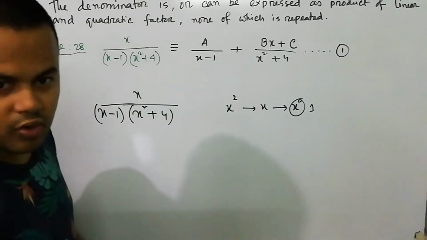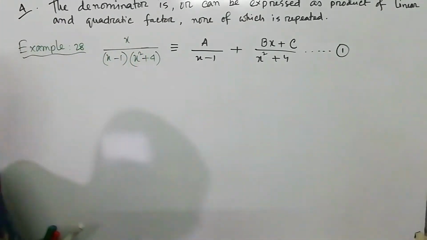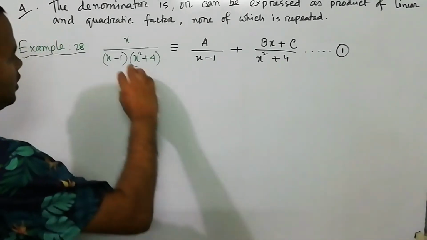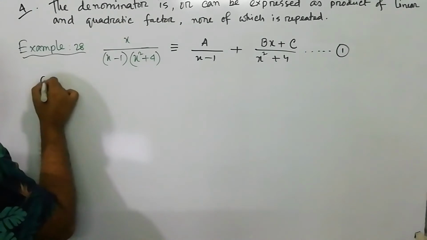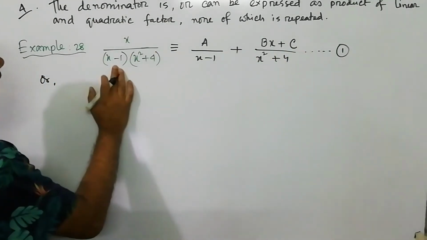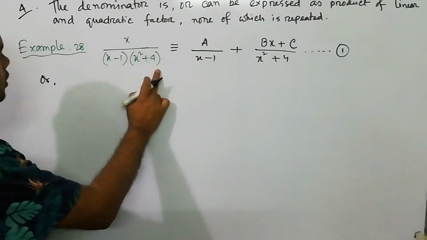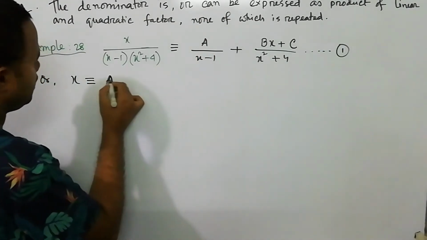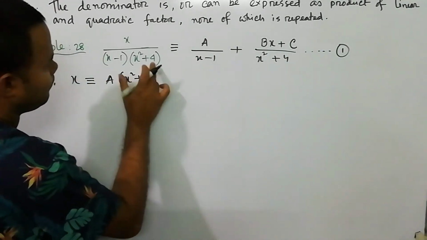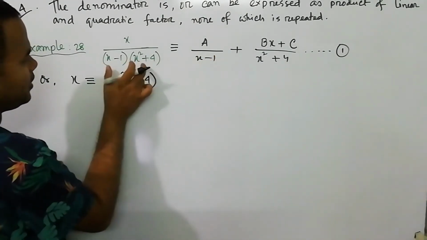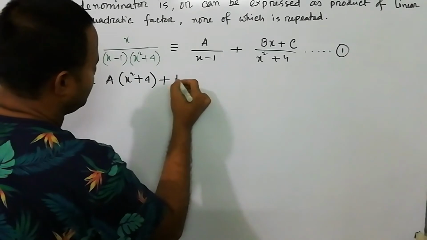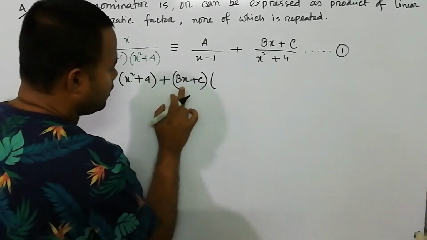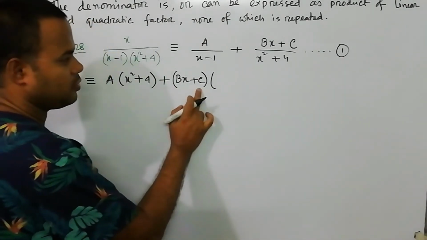Let this equation be number 1. Now we have to multiply the whole equation 1 by the denominator of the given factors, that is, by x minus 1 into x square plus 4. If we multiply the whole equation, then we will have x equals a into x square plus 4, plus bx plus c into, look at me, you have to use a bracket here.